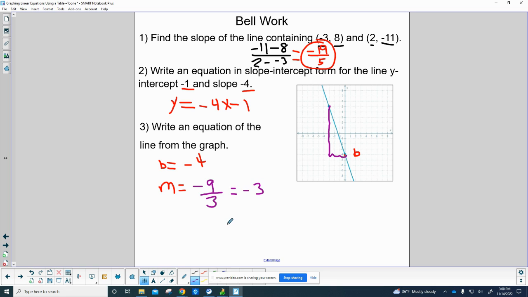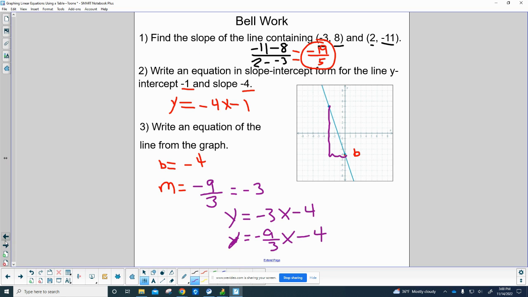So when we write our equation, we're just going to write y equals -3x minus 4. Now if we had written y equals -9/3 x minus 4, Alex would have been just fine with that. So, good job. Now we've reviewed what we've been doing so far.